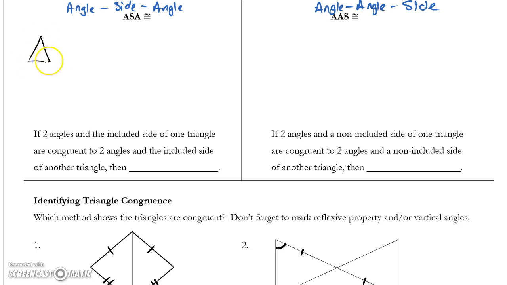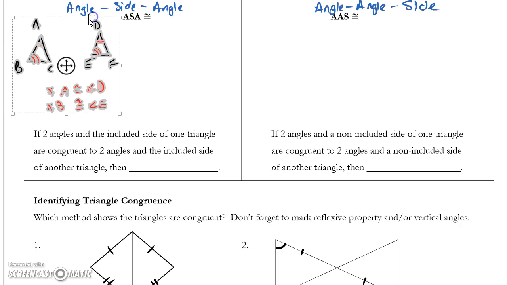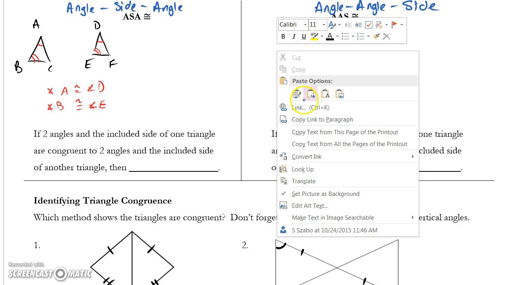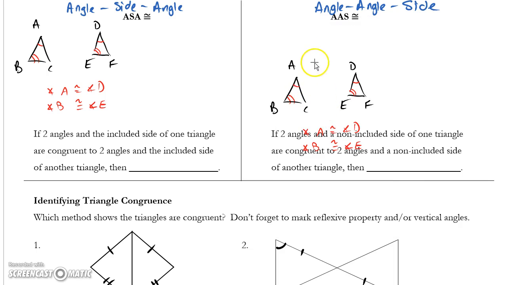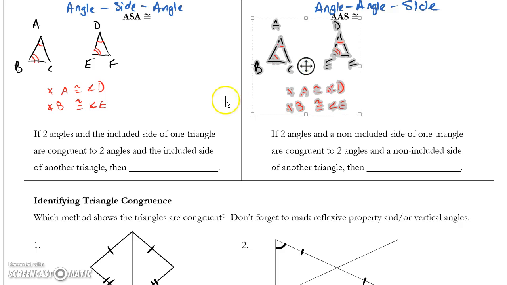Okay. How that might look. If I have triangle ABC and I have triangle DEF, knowing I have two pairs of congruent angles, angle A is congruent to angle D, and angle B is congruent to angle E. What I'm going to do is show you that I can just copy this picture over, and paste it right over to here. I'm doing the same two angles.